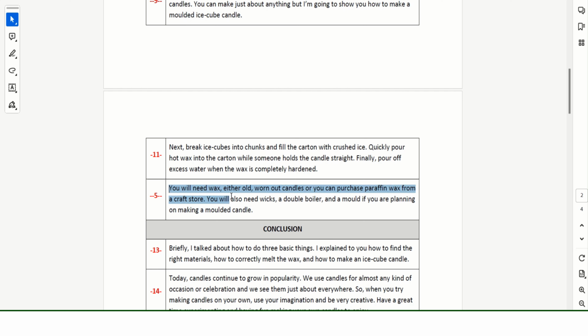Because it mentioned the first step that you need to do in order to make an ice cube candle, which is finding the right materials and tools. So you need the wax, and then wicks, a double boiler, and a mold if you are planning on making a molded candle. So this is number 5.